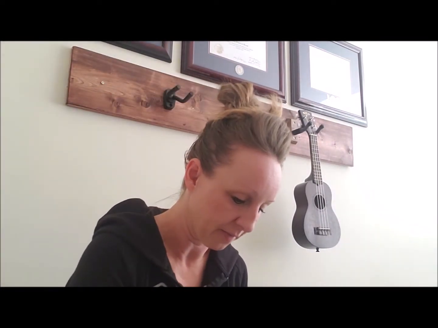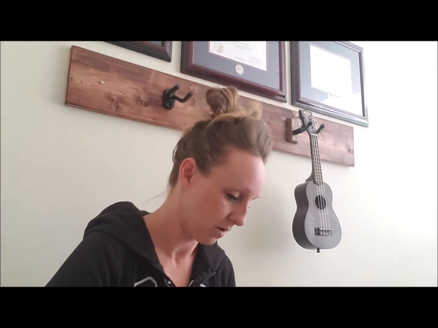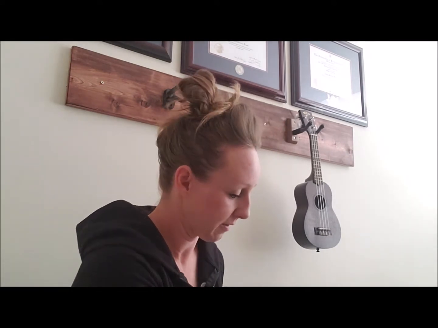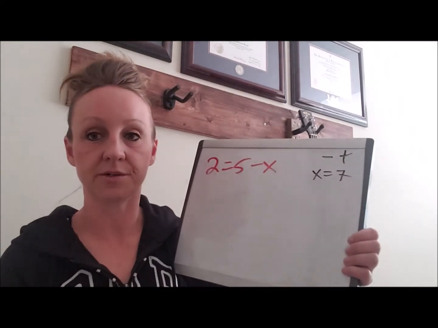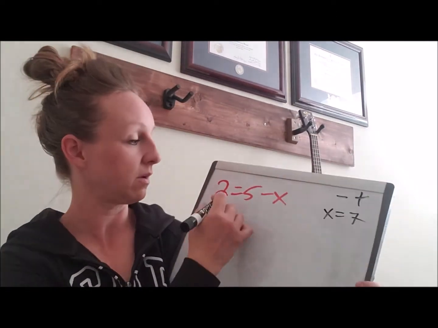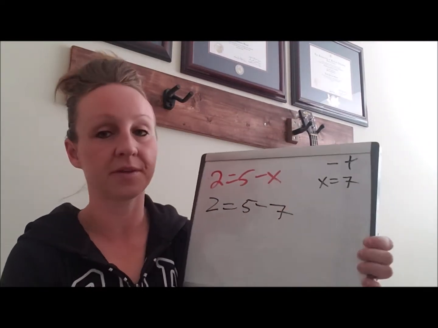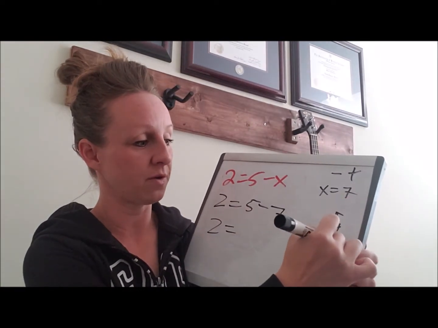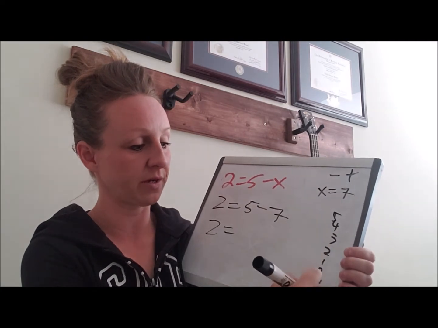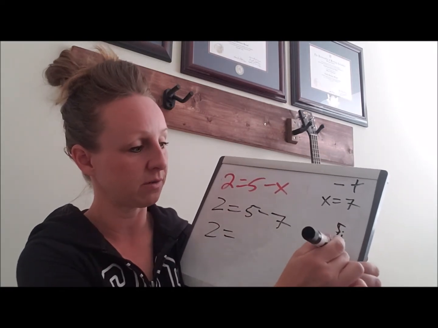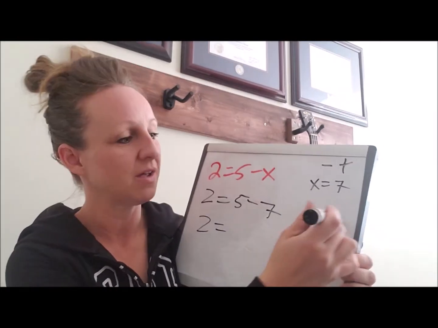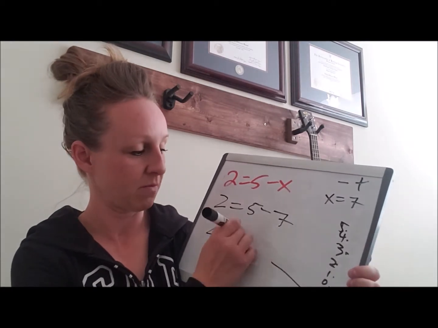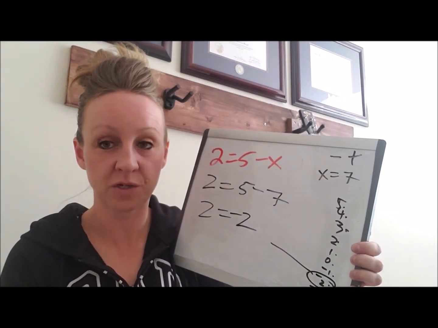Let me show you our dilemma here. 2 equals 5 minus x. Watch this. Here's our problem. I said that x was equal to 7. I'm going to plug this in. 2 equals 5 minus 7. 2 equals, if I've got 5, 4, 3, 2, 1, 0, minus 1, minus 2, minus 3, whatever, all the way down. So 1, 2, 3, 4, 5, 6, 7, minus 2. Minus 2. Do you see the problem? 2 does not equal minus 2.